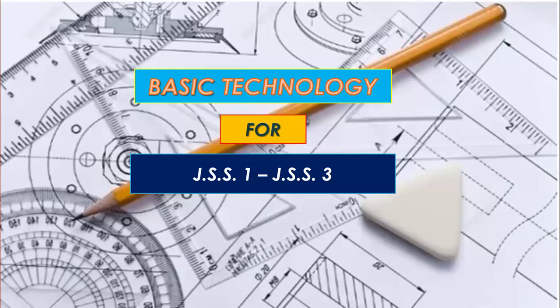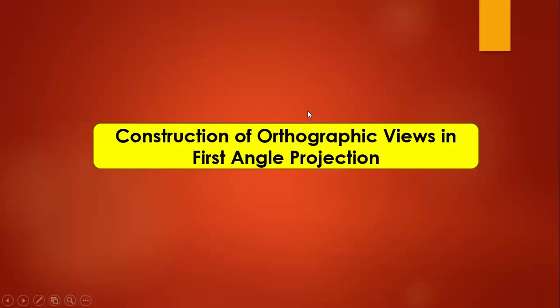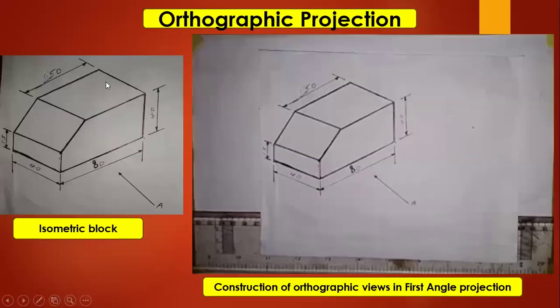And as I said, we are going to look at the construction of orthographic views of an object. As you can see here, let's see how it goes. This is the object that we want to produce its orthographic views, and I have a video here that I've prepared to show you how we can produce the orthographic views of this object in first angle projection.